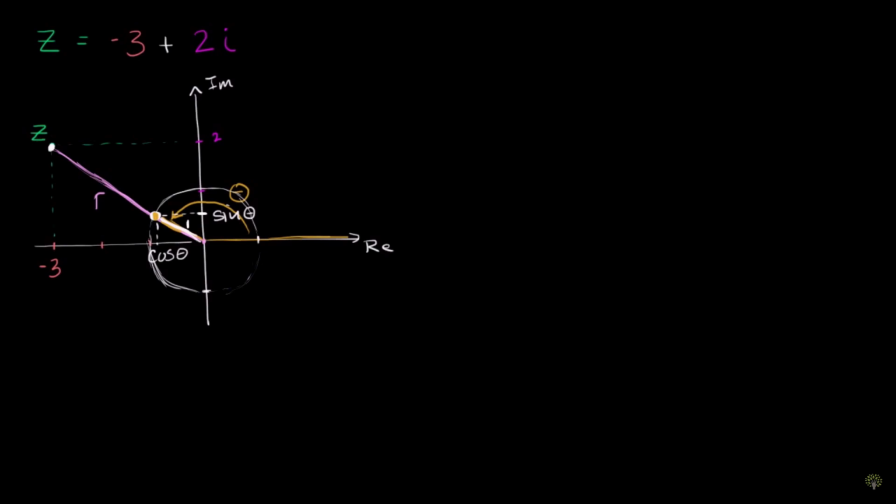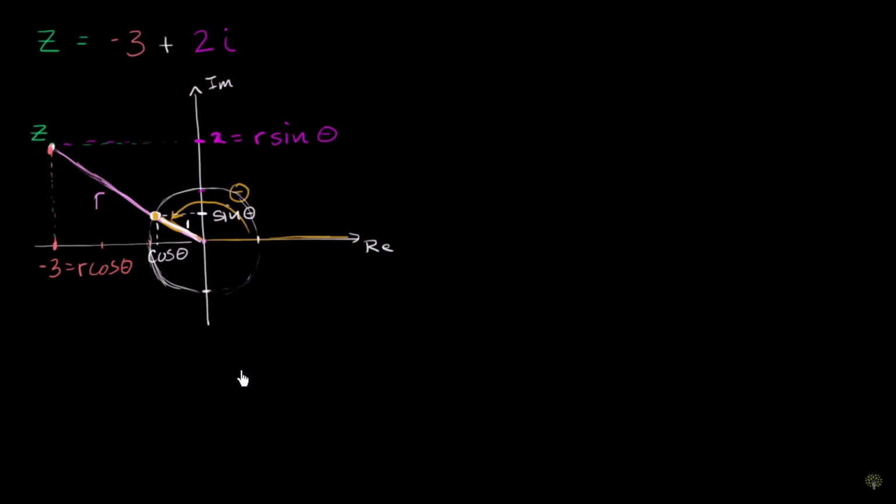So the horizontal coordinate of this point right over here, instead of it being cosine of theta, is going to be r times cosine of theta. So this point, which we know is negative 3, is going to be equal to r cosine theta. And by the same logic, the vertical coordinate, we're going to scale up sine theta by r. So this point right over here is going to be r sine theta. And we already know that that's equal to 2.